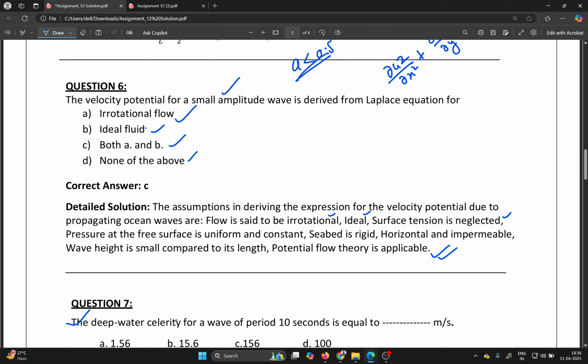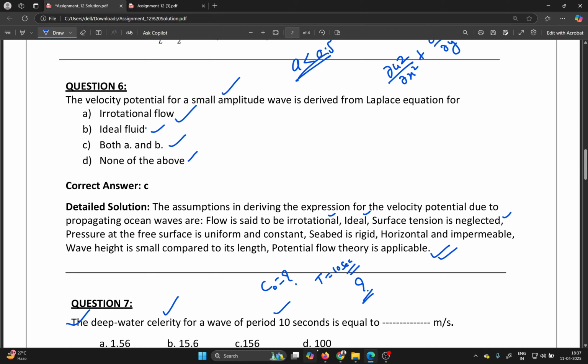So a deep water celerity, here you have the celerity value. The deep water celerity for a wave of period 10 second is equal to. So you need to calculate here celerity, C, if I denote the celerity with C or C naught. Here you have the time period T is equal to 10 second. Then you need to calculate the celerity. What should be the value of celerity?